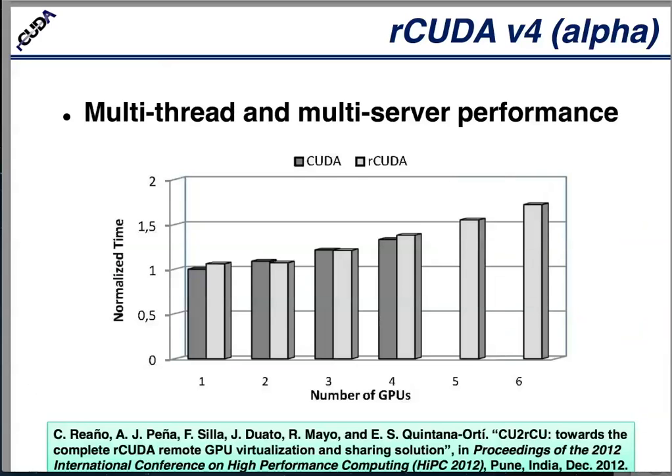Here we have some performance numbers for the new multi-thread and multi-server capability. Here we execute a different number of matrix products, each one accessing a single, different GPU.